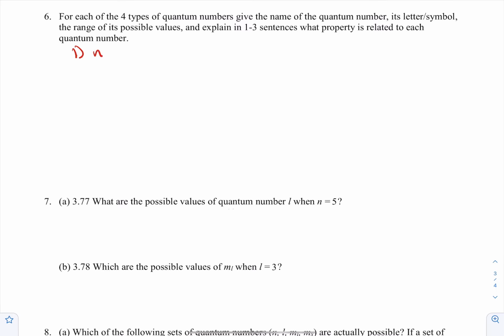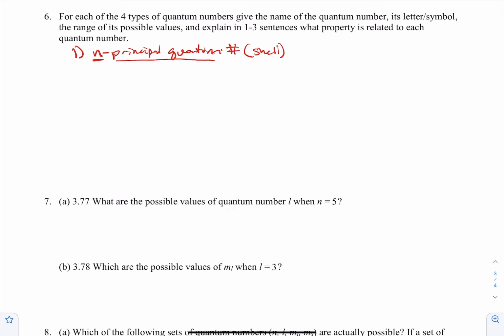The first one is n. N is what we call the principal quantum number. We often refer to this as the shell. So when we said n equals 1, n equals 2, n equals 3, we were talking about shells, these principal quantum numbers. And as you increase shells, as you go from n equals 1 to n equals 2, and so on and so forth, you're increasing your energy. So within these shells, we'll see that we also have subshells.